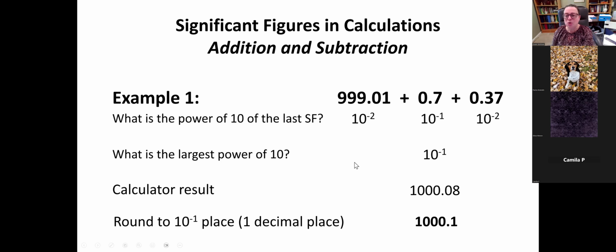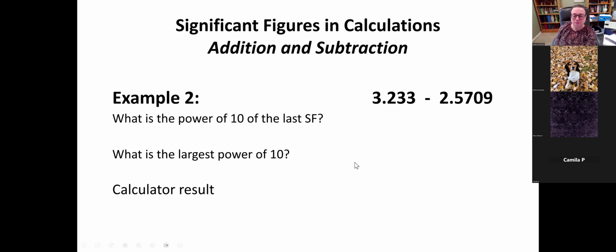All right, we've got one more of these. It's a subtraction. So same questions we're asking ourselves. Where is the last significant figure? For adding and subtracting, it's a where question, not a how many. So where, or what is the power of 10 in the last significant figure? So for our first number, where is our last significant figure? What position or what place is it in?